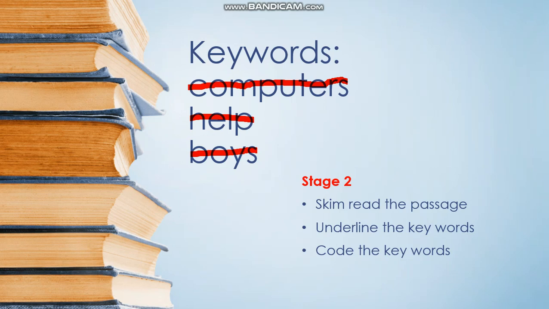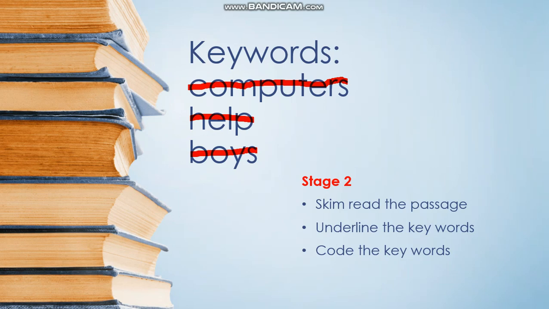Now, as you read, you underline the keywords in the question. For example, from the exam question, write a summary about the cause and extent of flooding. You would probably identify the cause and extent as keywords. You will code the keywords.